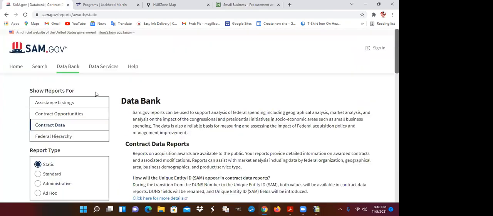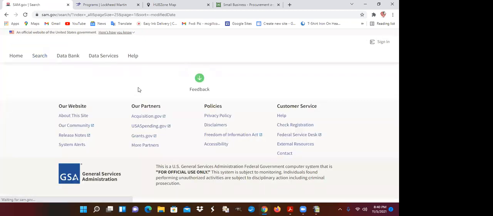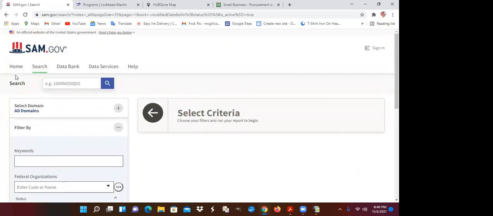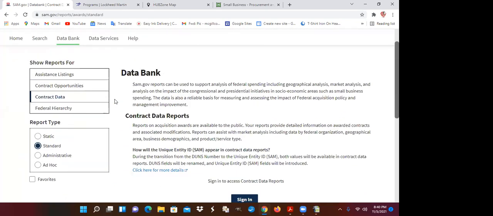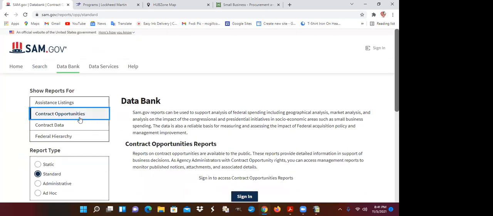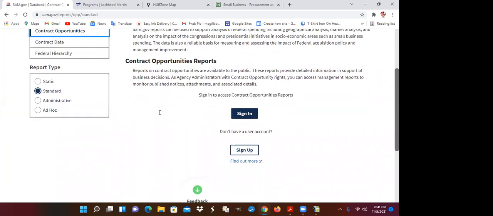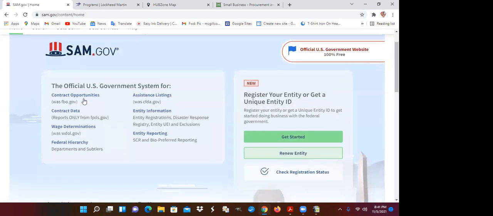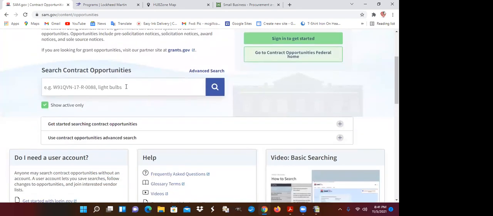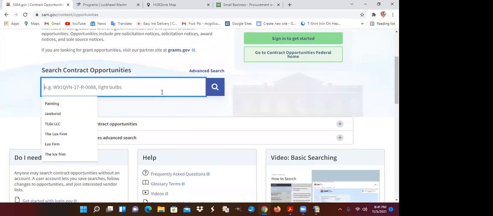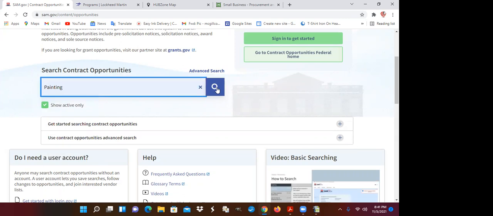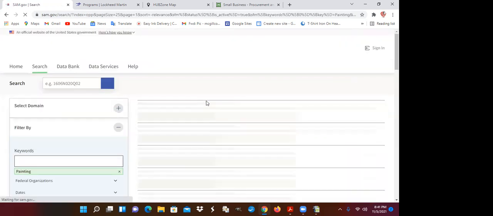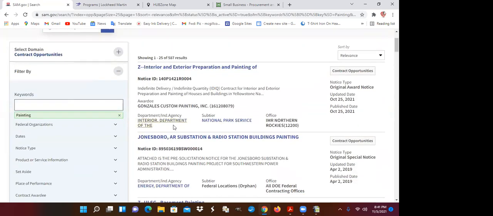Okay, so we're gonna go over here to SAM's. Search. I want to go to contract opportunities. I don't want to sign in. Here we go. All right, so I'm gonna go ahead to SAM's. I'm gonna go to contract opportunities. I want to show you a few things. Let me do a painting contract. Let me find a contract right quick.